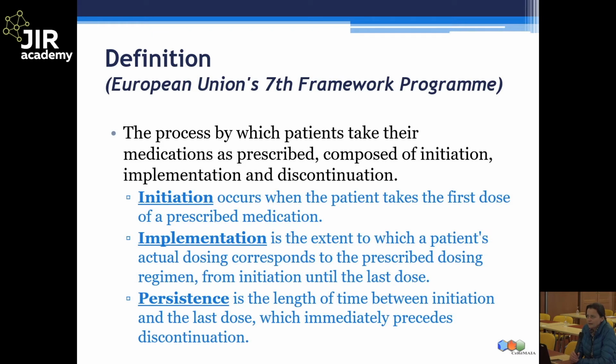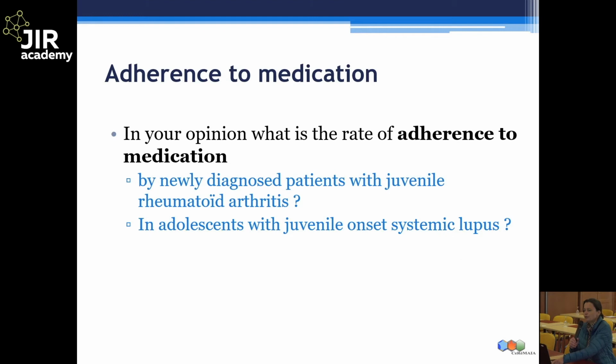So if you take this definition of adherence to medication, the patient is starting the medication, he is doing exactly what is written on your prescription, and he is persisting over time. My first question for you was, in your opinion, what is the rate of adherence to medication by a newly diagnosed patient with JIA, a child whose parents are giving the treatment, and in adolescents with lupus?